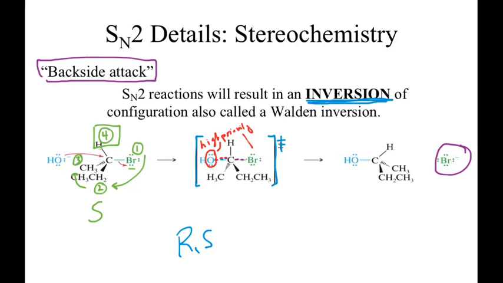Okay. If we go over to our product now and try and assign configurations here, we'll still get 1, 4, 2, and 3. When we do our rotation here, okay, we kind of see that's our connection of arrows, but again, our lowest priority isn't aimed directly away from us. So we'd have to rotate it away from us, and in the process of doing so, what we'd end up finding is that we are rotating in a clockwise fashion. Okay, and we end up with R. So what happened? We switched from an S configuration to an R configuration in the process of this reaction. So we inverted our configuration.